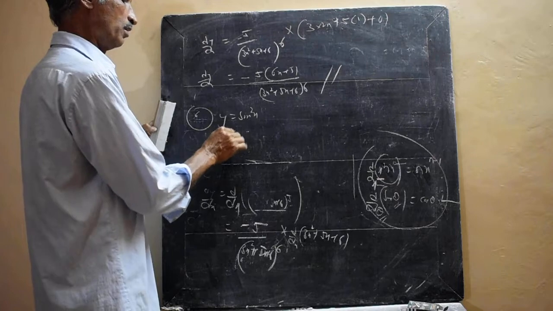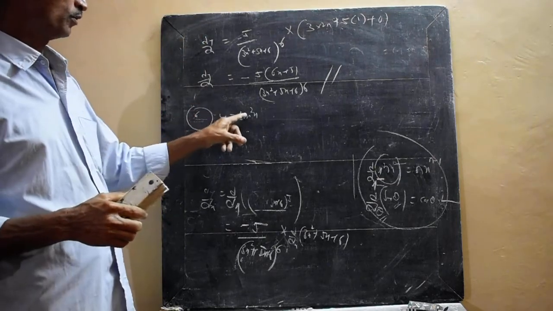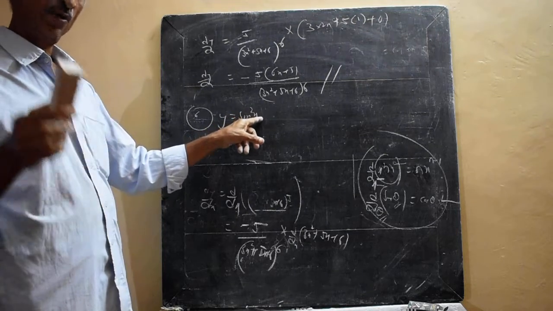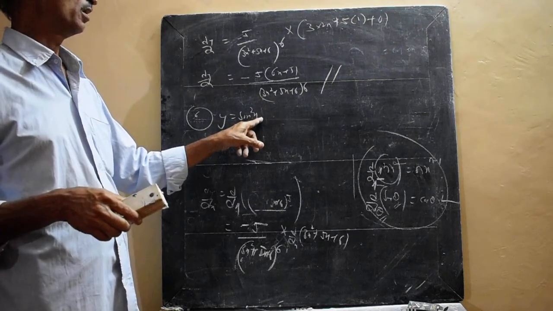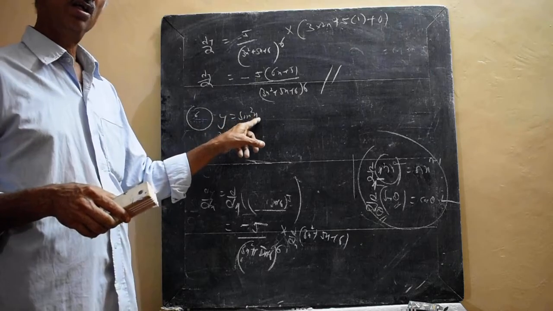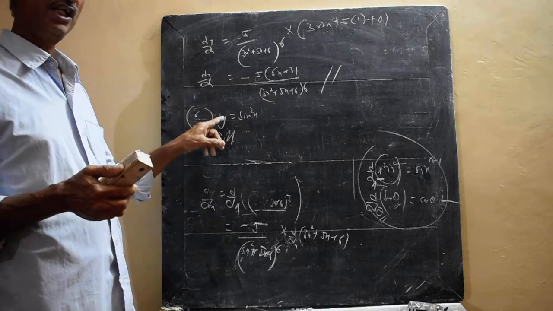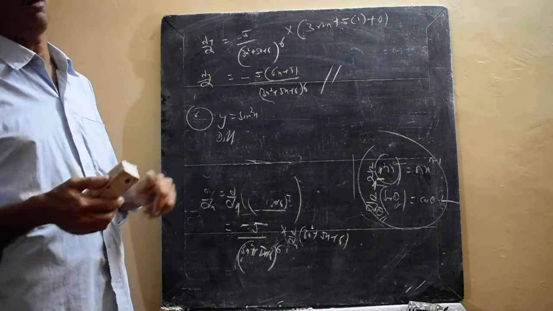Differentiating with respect to x. Y is a function of x, therefore I can differentiate with respect to x. If y equals sin square t, then I have to differentiate that with respect to t, which means you have to take d by dt. If y equals sin square theta, the variable is theta, so I have to differentiate with respect to theta, which means you have to take d by d theta on both sides.